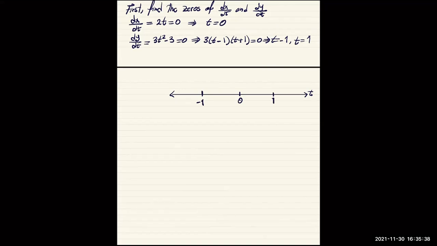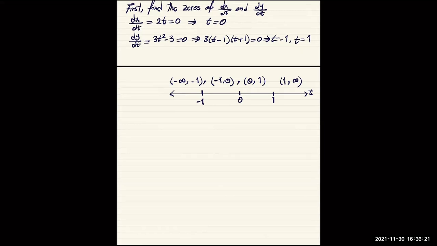Okay, so what these numbers do is that they divide the time interval into, of course, 4 intervals. We have the interval from -infinity to -1, the interval from -1 to 0, the t interval from 0 to 1, and the t interval from 1 to infinity. You don't have to write those intervals if you don't want to. The t number line is good enough.